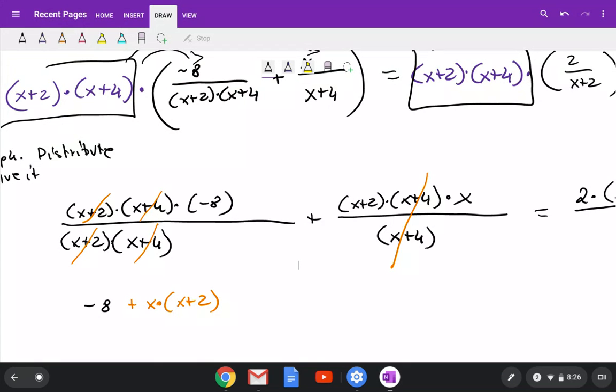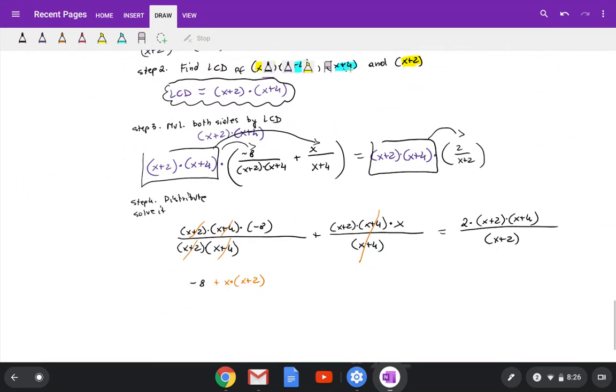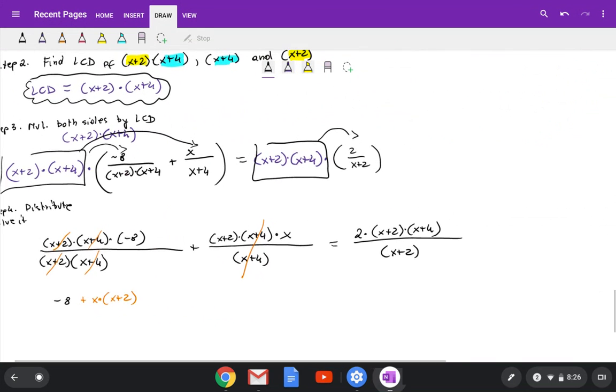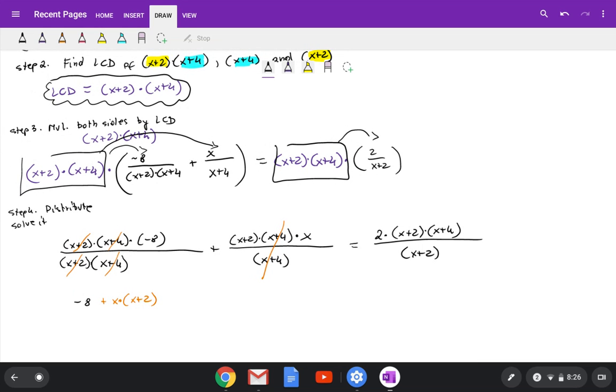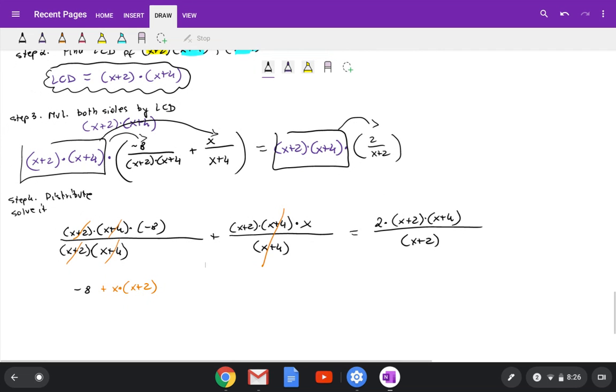Okay, guys, so this is video 2. I want to go back to this example. A couple of things: in step 4, when we're solving, we multiply left and right side by the LCD, which was x plus 2 times x plus 4, and now we're just simplifying.